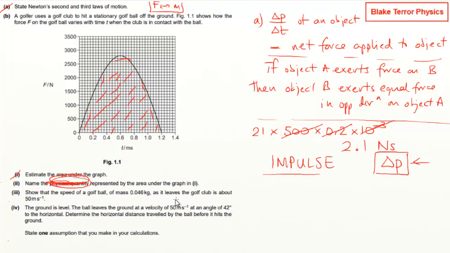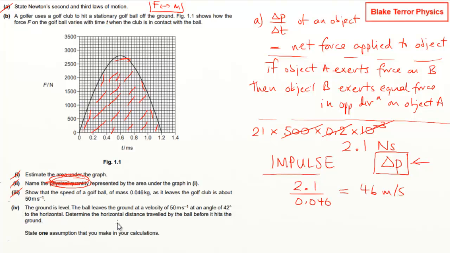Right, show that the speed of the golf ball, there's the mass, as it leaves the golf club is about 50 meters per second. So this impulse is our change in momentum, as we just said. If we do 2.1 divided by 0.046, that will give us the initial velocity. 2.1 divided by 0.046, so 46 meters per second.